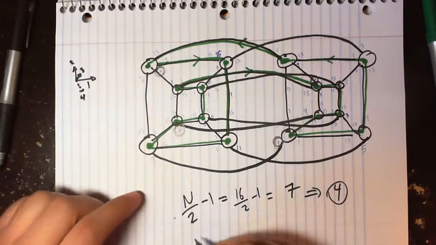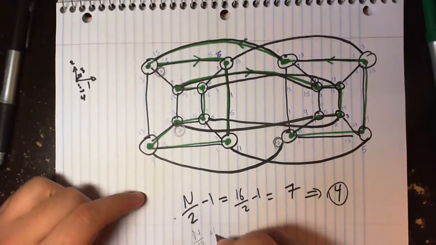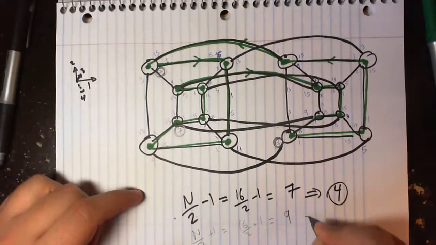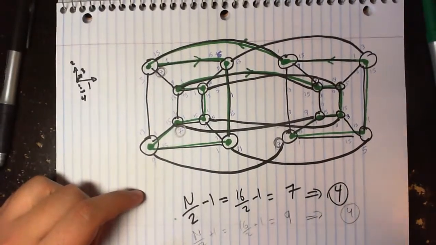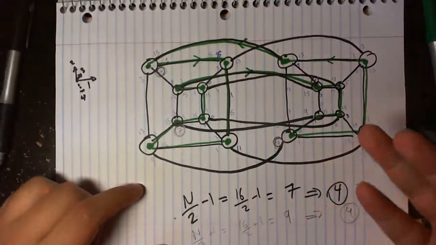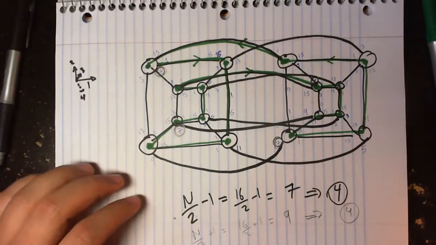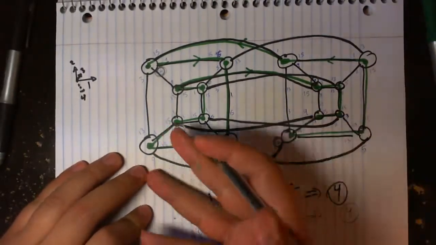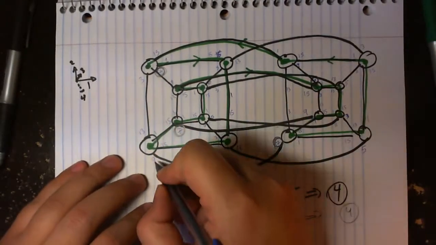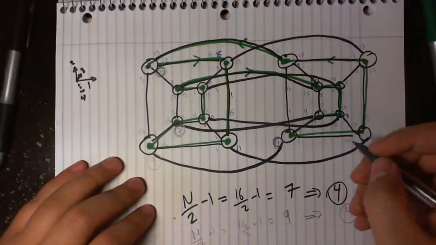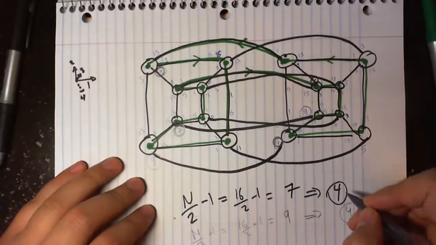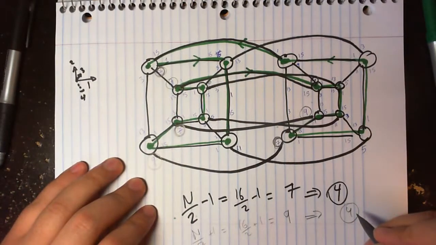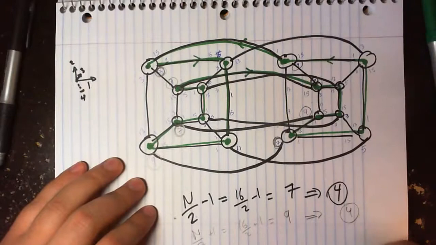And equally, n divided by 2 plus 1, 16 divided by 2 plus 1, which equals 9, is also going to be 4. Why? Because there are exactly four labels that are 7, and 16 minus 7 is 9. So for every 7, there's going to be a corresponding 9. So this is a label 9, this is a label 9, this is a label 9, and where's the fourth one? There we go. Label 9.